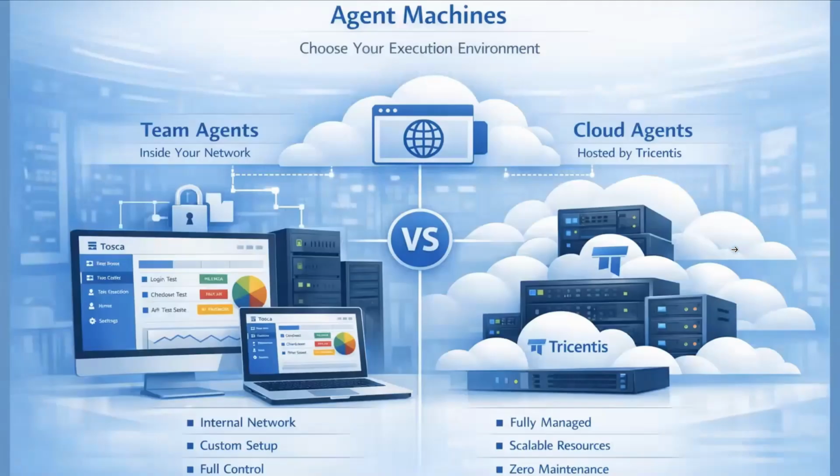Now coming to the agent machines. So team agents, they run inside your network. These are perfect for internal systems and secure environments. You have got full control of it, but you have to take care of the setup and the network. Then there is the cloud agents. These are hosted by Tricentis. They run on the Azure cloud, where you require zero setup, zero maintenance, and they scale automatically. So if you want a fully managed, scalable cloud agents, then this is the best option.